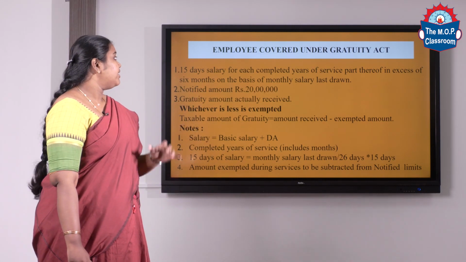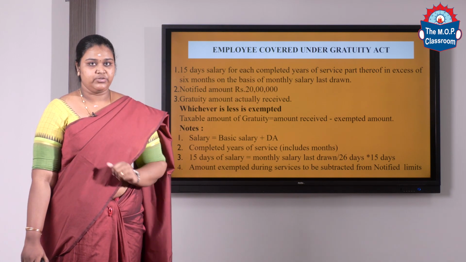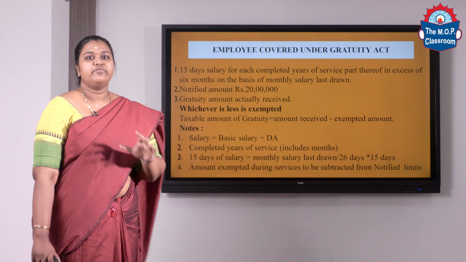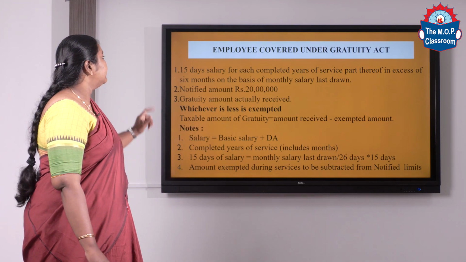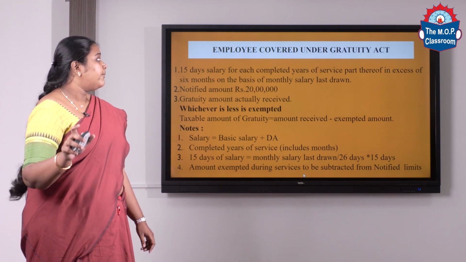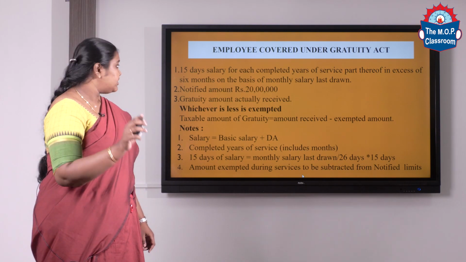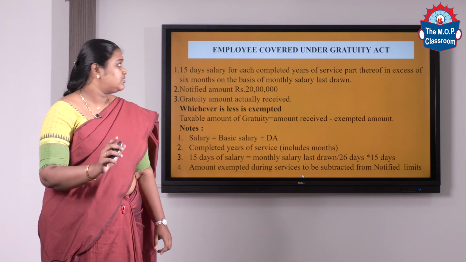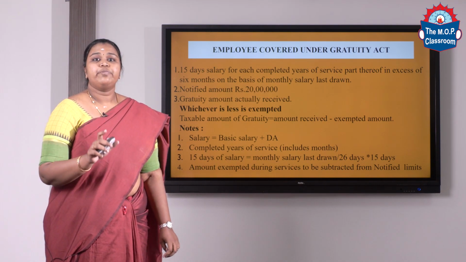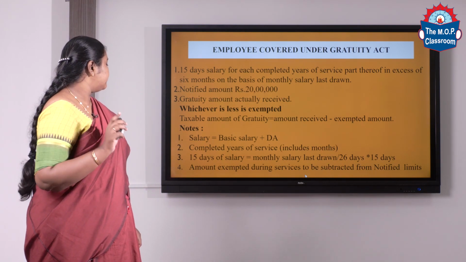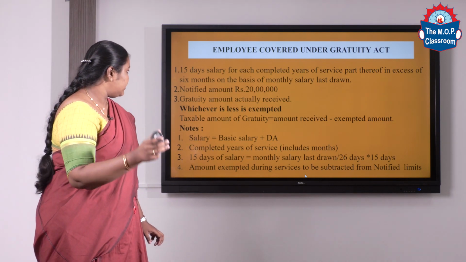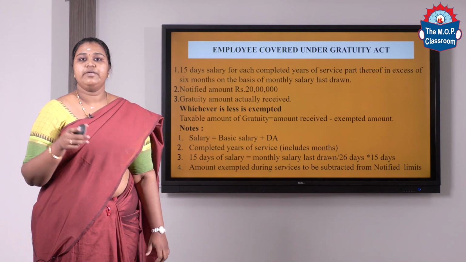Now, let us discuss the provisions for the exemption of gratuity. Out of the three provisions given, whichever is least will be exempted. Provision number 1: 15 days of salary for each completed year of service, part thereof in excess of 6 months, on the basis of monthly salary last drawn. Point number 2: notified amount, rupees 20 lakhs. Point number 3: gratuity amount actually received. So, out of the three given provisions, whichever is least will be exempted.